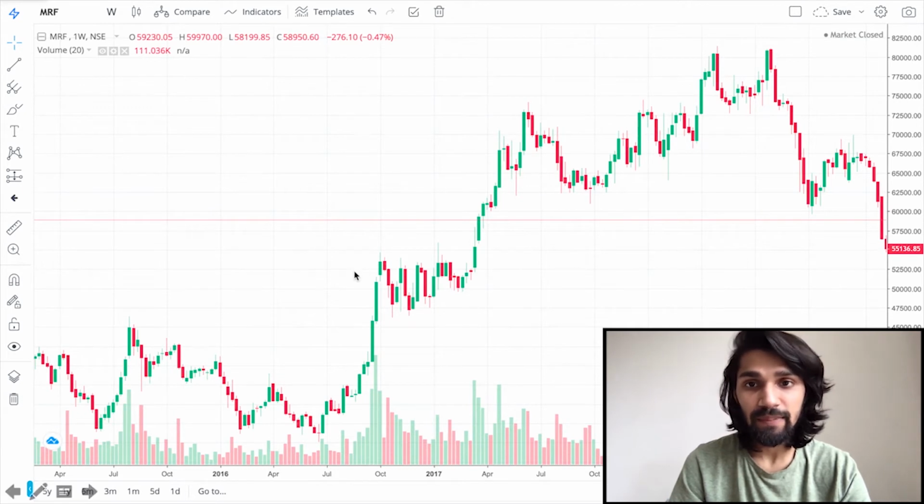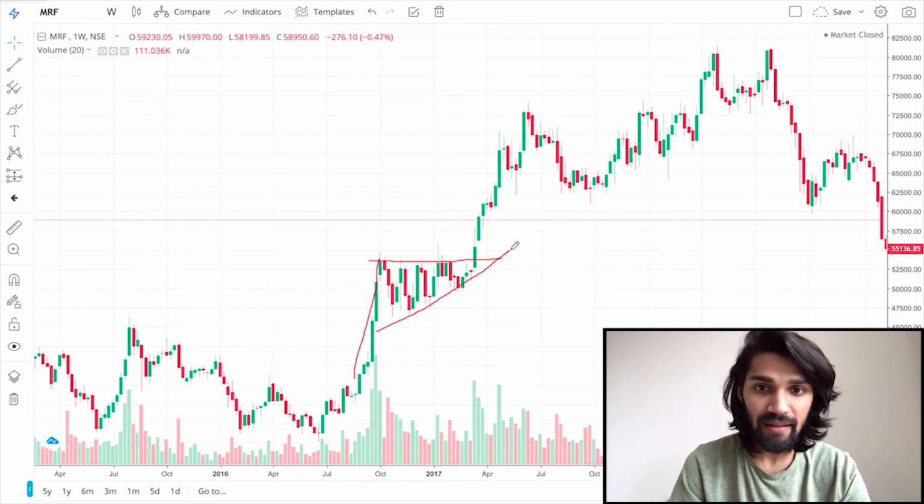We will look into an example. So this is a chart of MRF again. If you can see here, the prices went up sharply and then it became sort of range bound over here, and if you connect the points, it would look like a triangle. Then it broke the triangle at this point and the prices went really up.